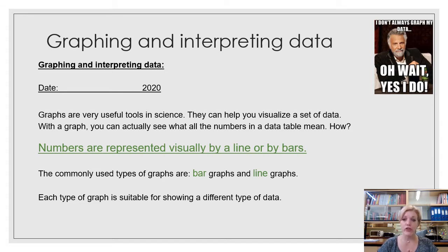So the two common types of graph in science are bar graphs and line graphs. And each type of graph is suitable for showing a different type of data. So depending on the information you have, you need to choose the type of graph you are going to use. Okay, so make sure that you fill that in. And then in the next slide, we're going to carry on with types of graphs, and we're going to start with line graphs. Okay.